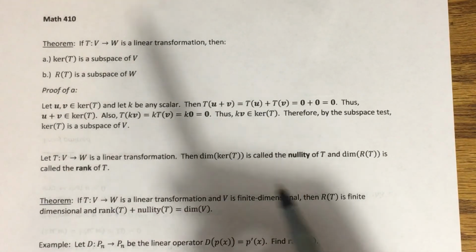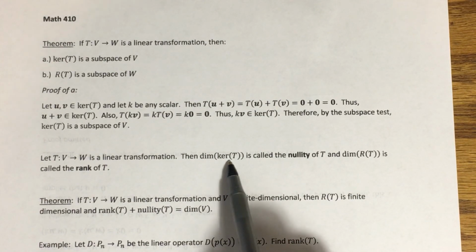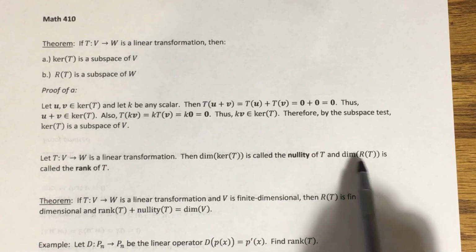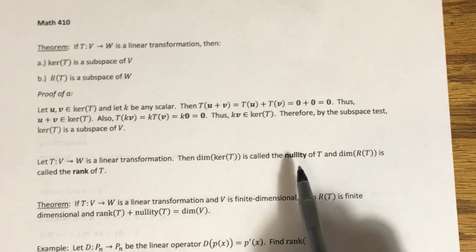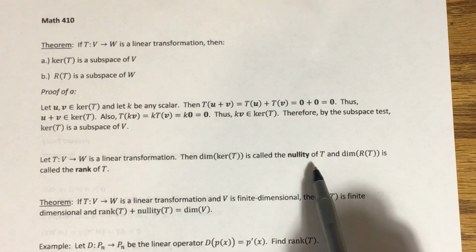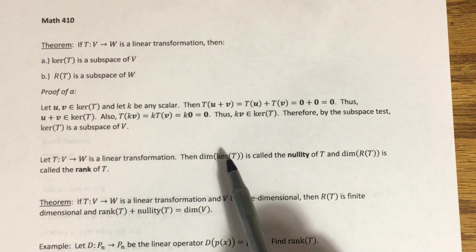So those dimensions are given a name, and these are going to be very familiar. The dimension of the kernel of T is called the nullity of T, and the dimension of the range of T is called the rank of T. We've seen those terms before. Remember, when we talk about a matrix, the nullity is defined to be the dimension of the null space of that matrix.